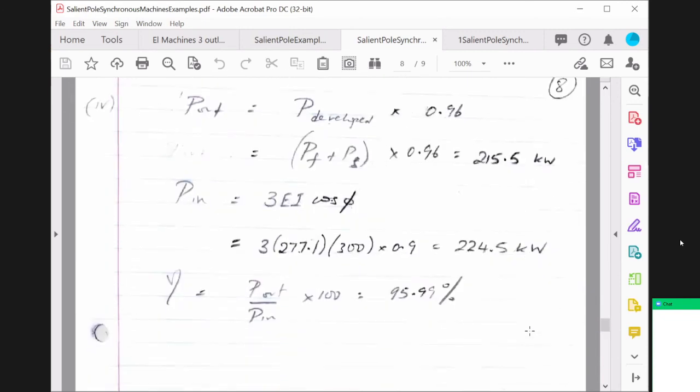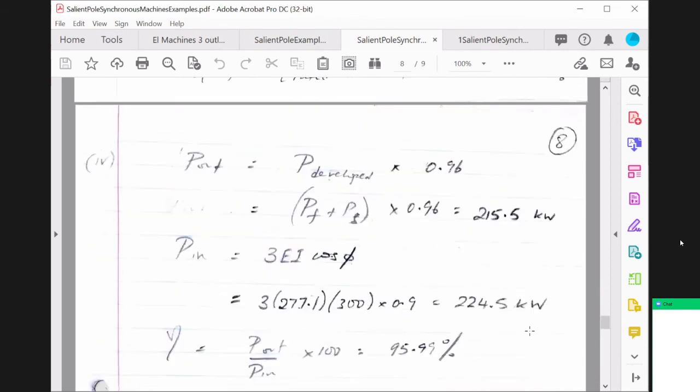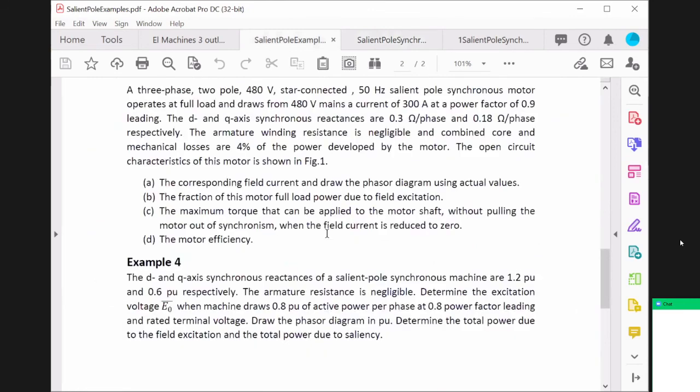In the next part, we worked out the fraction of the motor power that's due to the field excitation. We worked out the maximum torque that can be applied to the motor without pulling it out of synchronism when the field current is equal to 0. Last, we determine the motor efficiency. All right, so let's have a look.